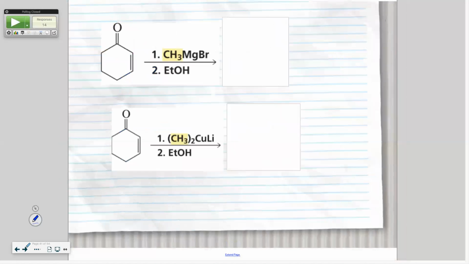All right, so I think I got some. What do you think you get from this one? So we have methyl magnesium bromide followed by adding ethanol. So what will be our nucleophile? What do you think? Is it the ethanol? Just the methyl, right? Because it's a Grignard. Does everybody recognize that?